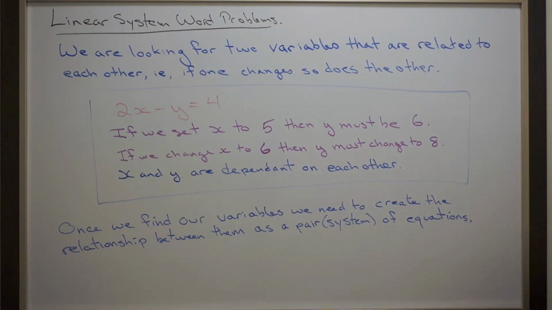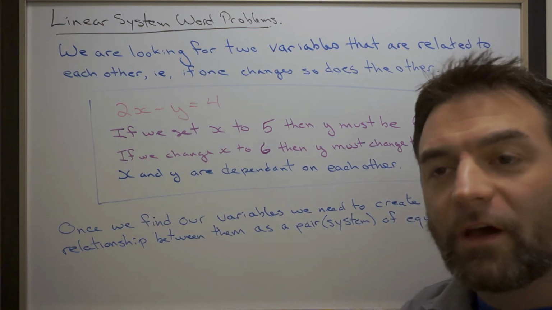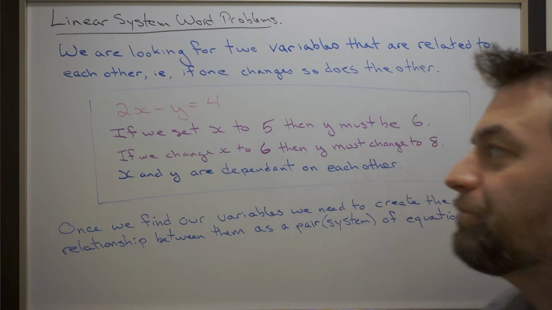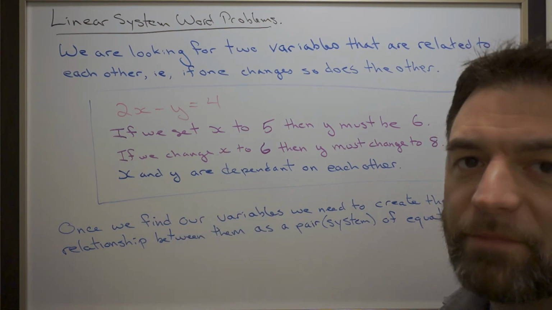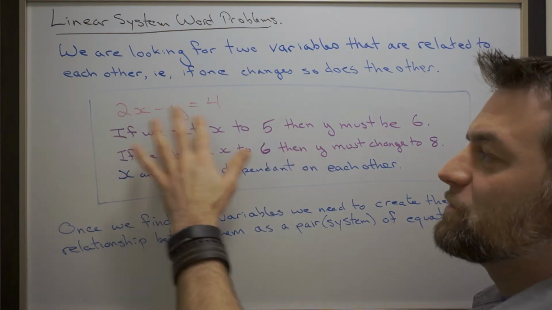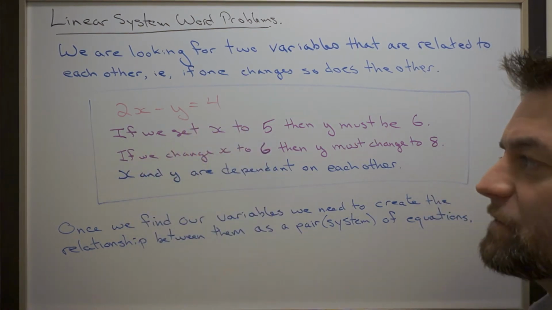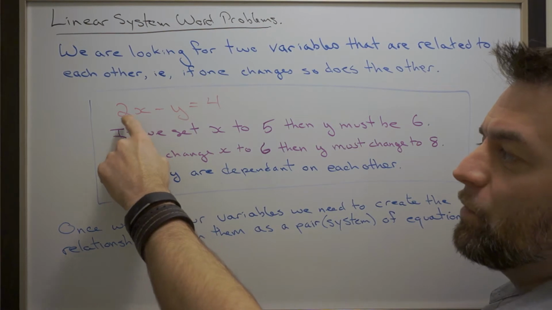Going to try solving some linear systems type word problems. So what we're doing is we're looking in each case for two variables that are related to one another. In other words, when you change one variable, the other variable has to change as well. So to describe that, if you take a look at this situation here, I have the equation 2x minus y equals 4.